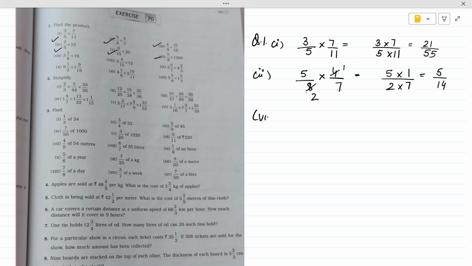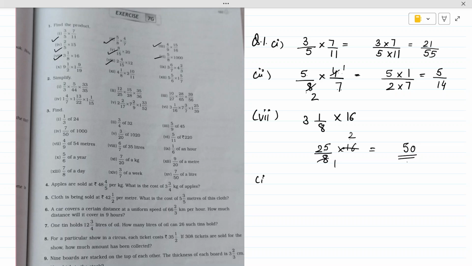The seventh part says 3 1 by 8 multiplied with 16. So first of all, let us change it to the normal fraction. 8 into 3 is 24, plus 1 is 25. So 25 by 8 with 16. It will give us 8 into 1, 8 into 2. 25 into 2 is equal to 50. This is the answer here. This is done. Similarly, you can pick up all these questions.